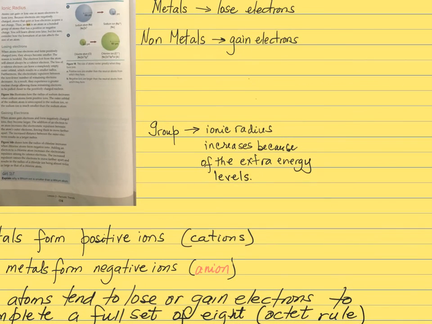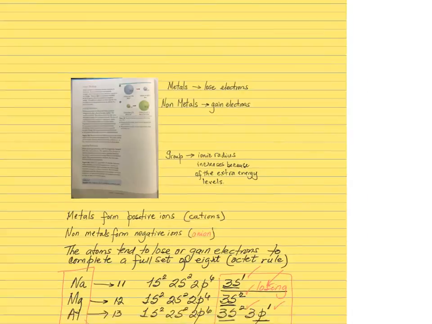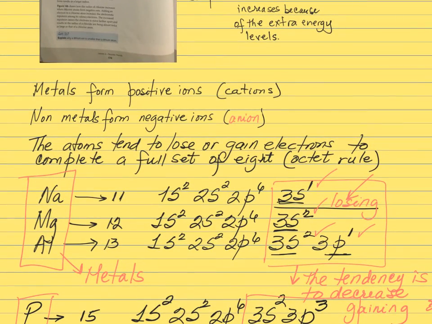In general, when you go down a group, the atomic radius is going to increase because of the extra energy level. In a period, what's going to happen? When you move from left to right within the metals, the tendency is to decrease because they are losing more electrons as you move across the period until you reach the non-metals.